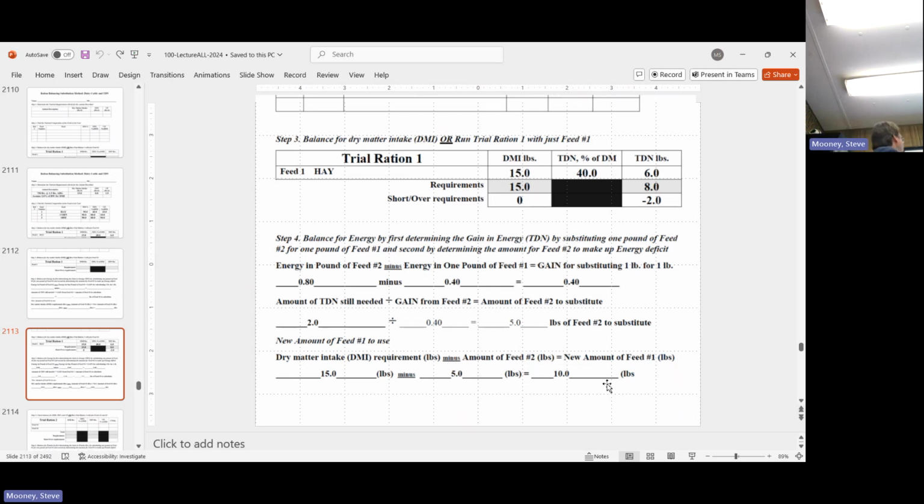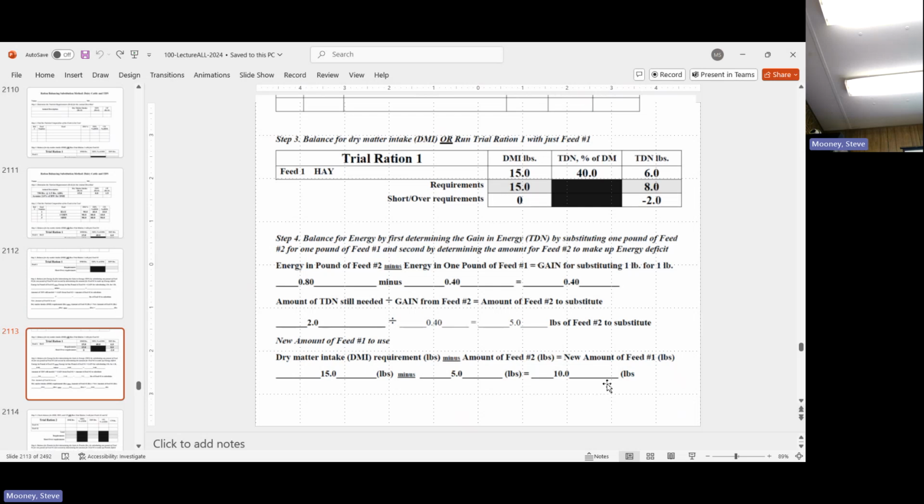So balance for energy by first determining the gain in energy by substituting feed 1 for feed 2. So in this case, what's my energy change taking hay out and bringing corn in? So if I take 1 pound of hay out, bring 1 pound of corn in, what do I gain? 4/10 of a pound for every pound.